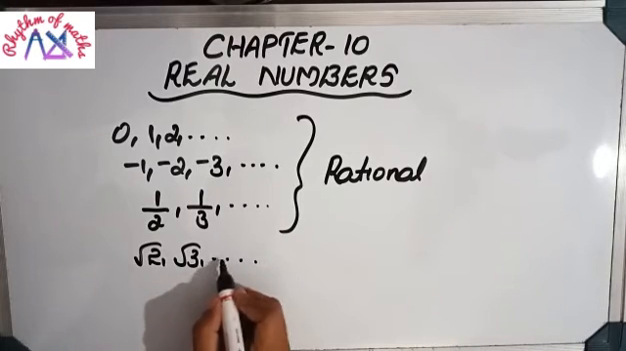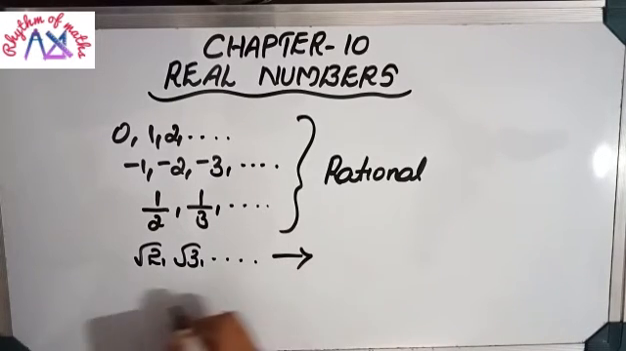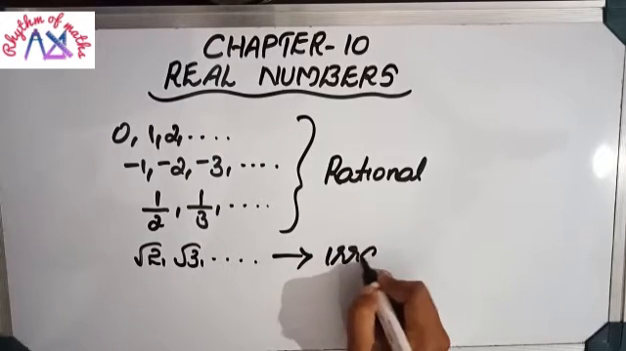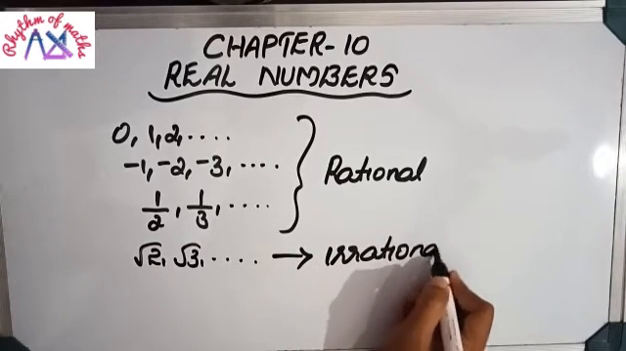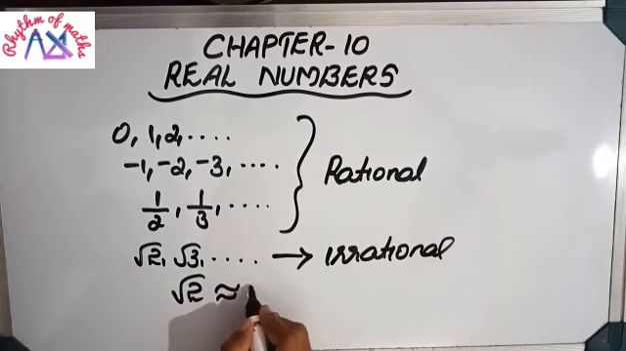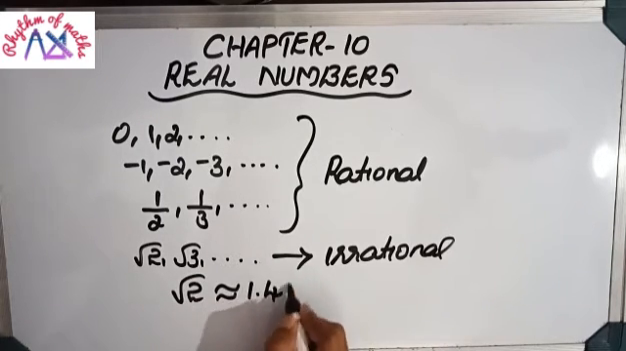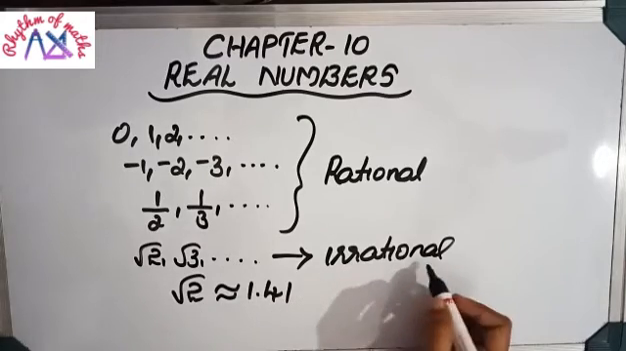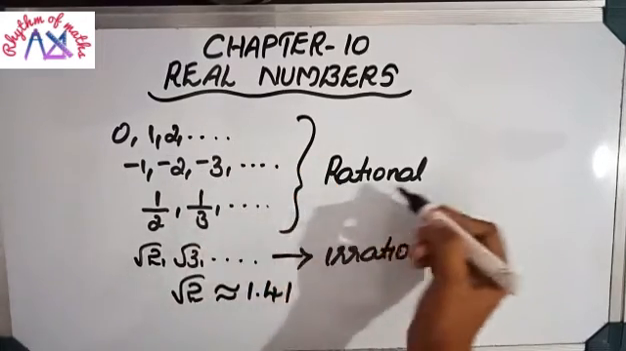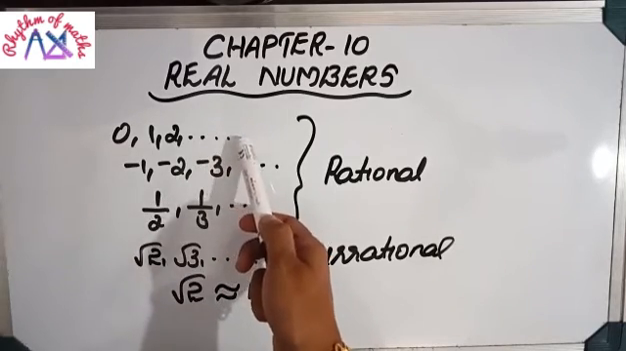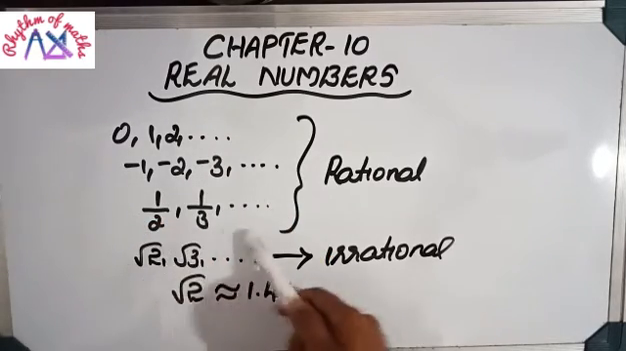Now this new number, we already know its name. This is irrational numbers, because for these values no exact value is there. Root 2 has an approximate value, that is 1.41. This is the approximate value of root 2, not the exact value. Such types of numbers are called irrational numbers, and these types are called rational numbers: negative numbers, natural numbers including 0, then fractions.